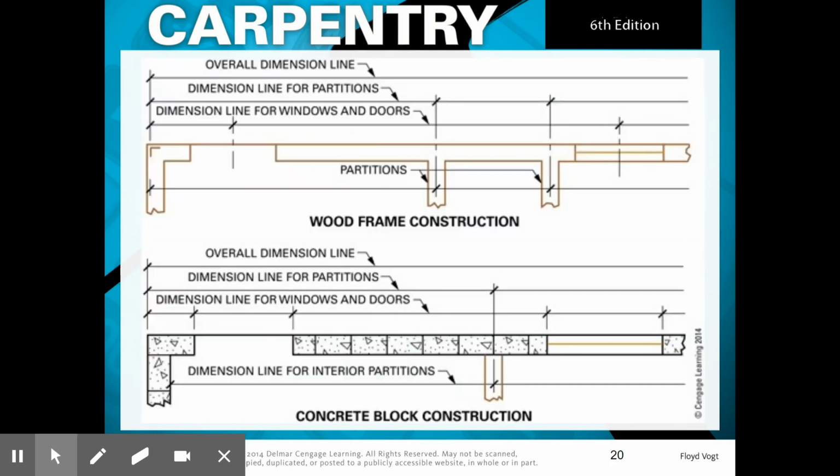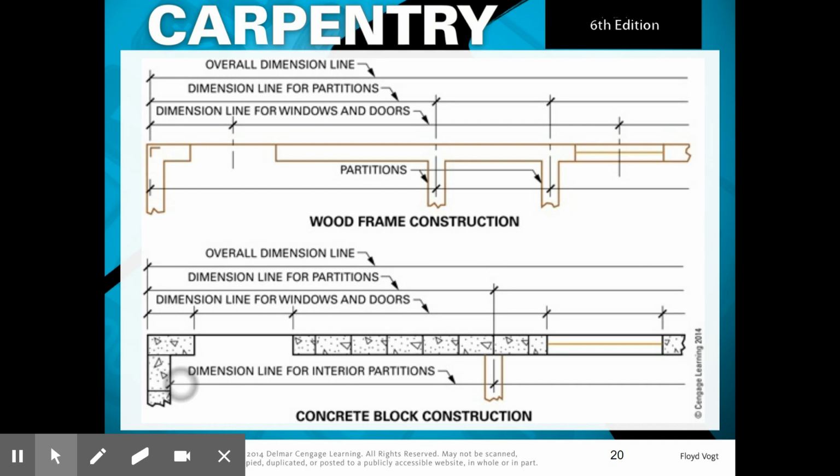So this is showing an overall dimension line on the outside. Here's your dimension line for partitions, so you're able to come from the outside face, come in, and this goes to the center of your partition. There would be a dimension here, center of your partition. Again, outside face of your framing, pulling off this line, and we come to the center line for your door, and then over here, center line for your window.